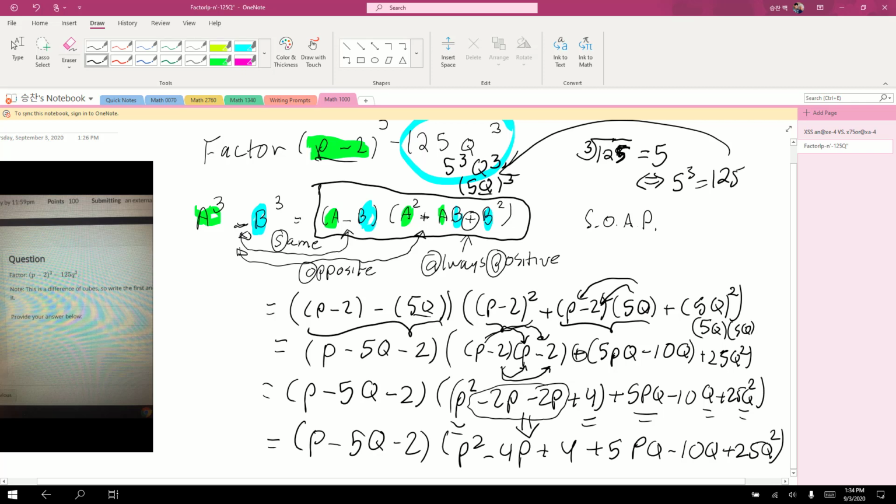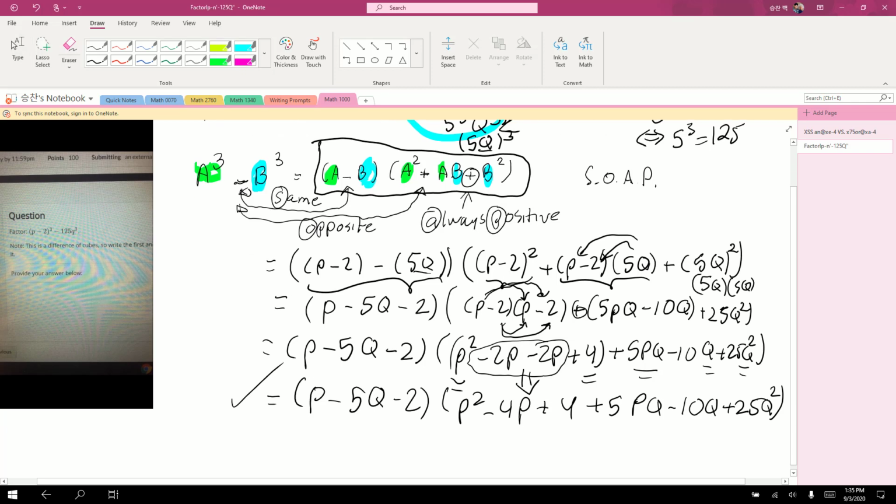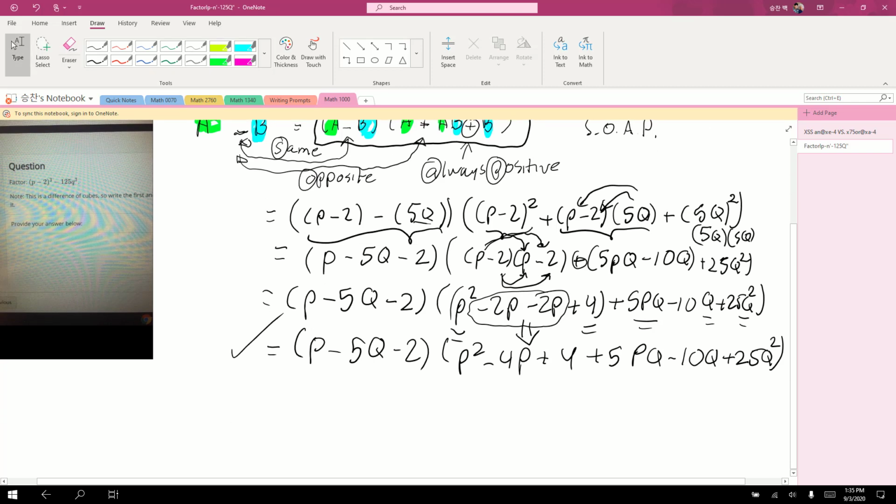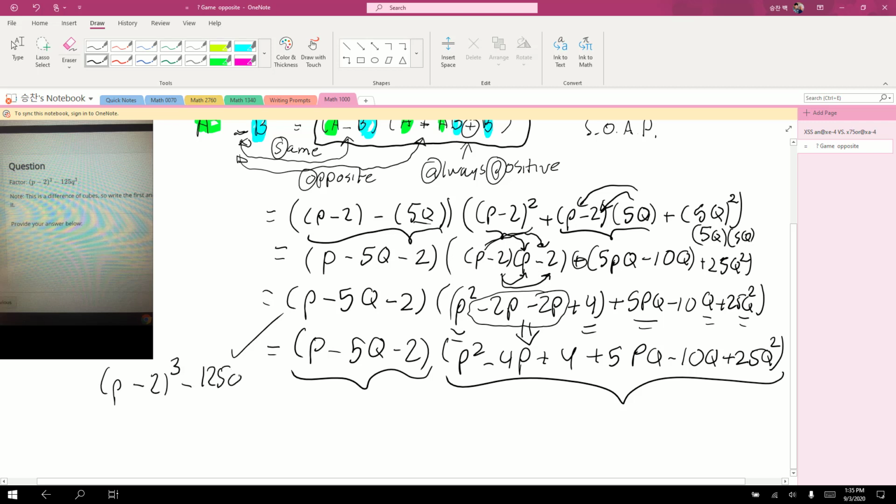All right, so that would be my final answer, because I wouldn't go ahead and multiply that out, since it did say to factor. So what I've done here is left this original expression as a product of two factors, this factor and this factor over here. So this is how I would factor that (p minus 2) to the third minus 125q to the third.